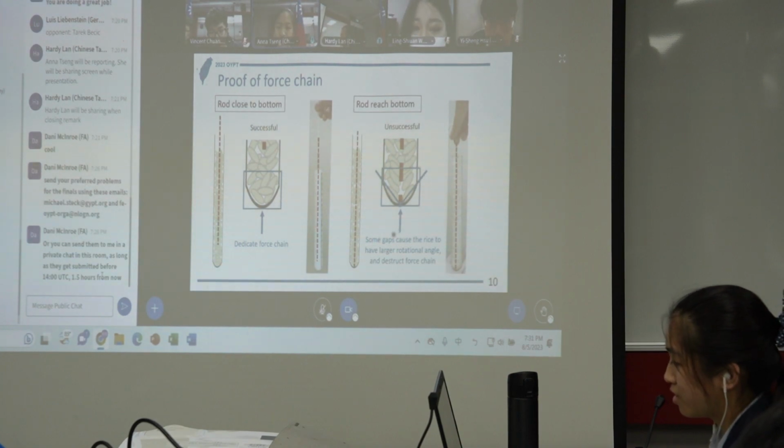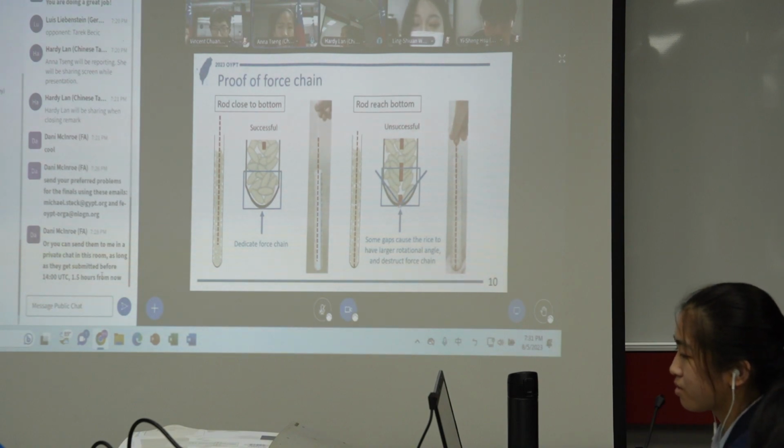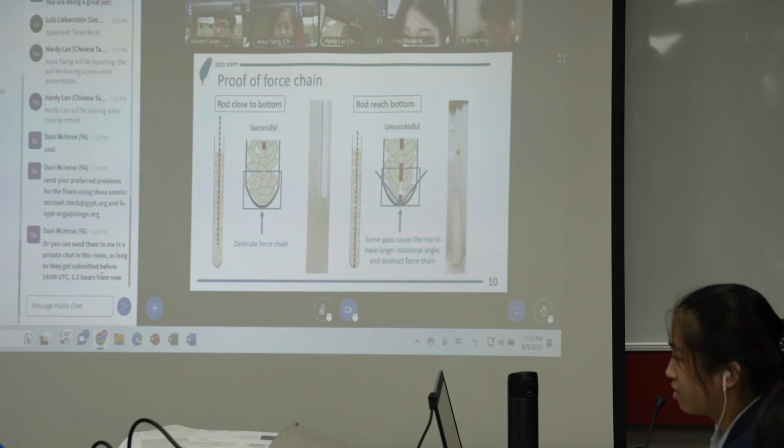The steel will cause some gap that will cause the rice to have a larger rotational angle, and it will distract the force strain. So when you distract the force strain for the situation, we will find that we can't successfully lift up the whole system in this situation.